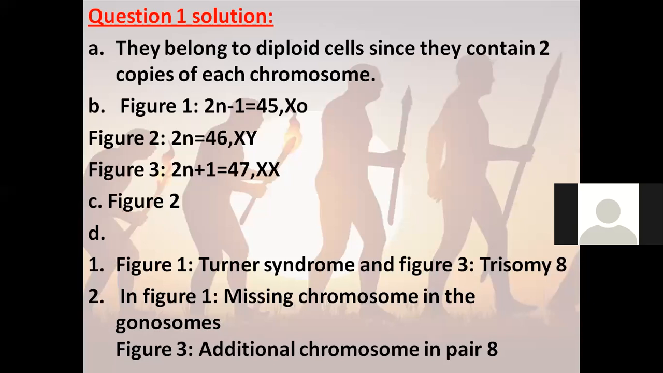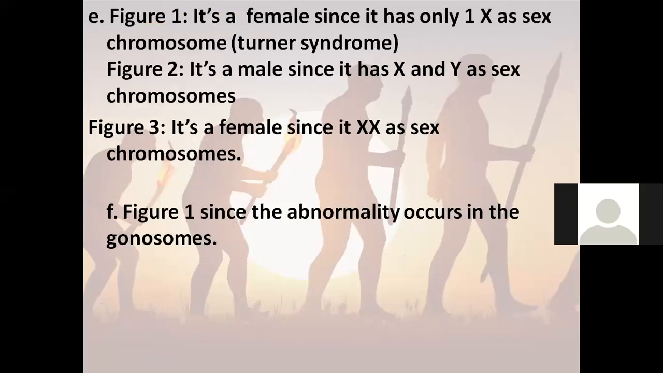In figure 1, what is the reason? We have a missing chromosome in the gonosome. Figure 3, we have an additional chromosome in pair number 8. Figure 1 is a female, since it shows only one X as sex chromosome, and it's Turner syndrome. Figure 2 is a male, since it shows X and Y as sex chromosomes. Figure 3 is a female, since it has XX as sex chromosomes. Part F, which one is sterile? Figure 1, since the abnormality occurs in the gonosomes, it's a gonosomal abnormality, or it affects the sex chromosomes.